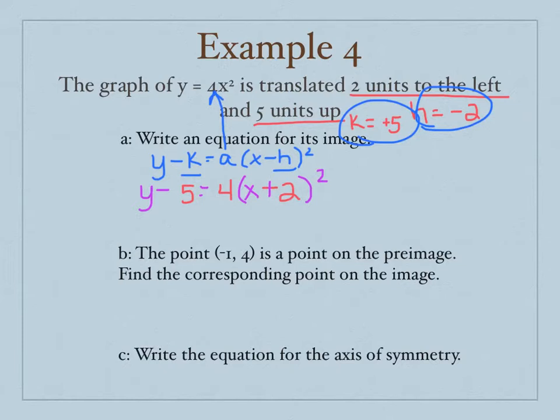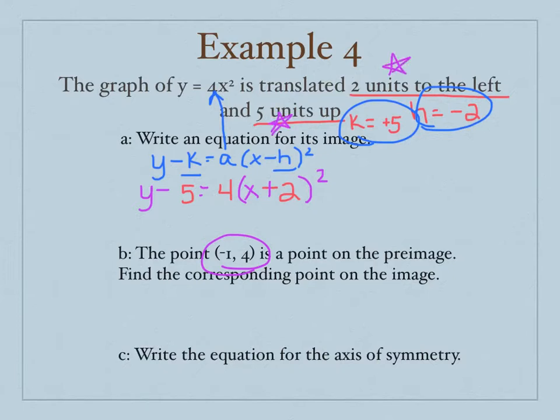Okay. Next question. The point (-1, 4) is a point on the pre-image. Find the corresponding point on the image. Well, what you're really saying to yourself here is I am taking this point, (-1, 4), and moving 2 to the left and 5 up.